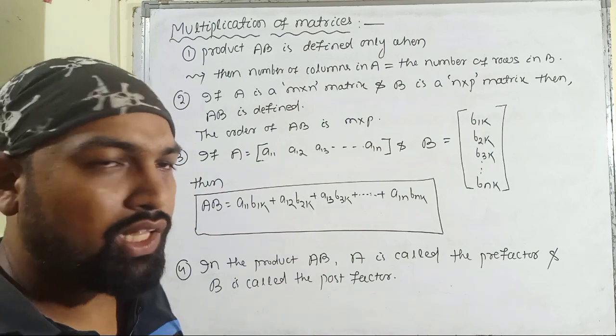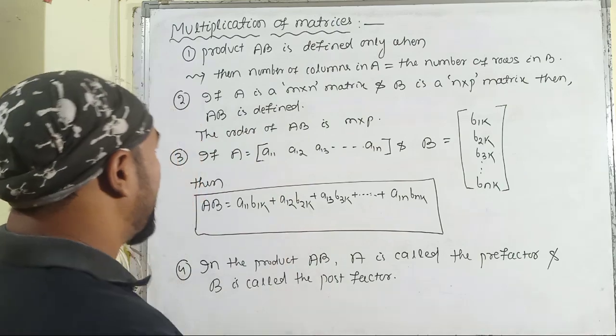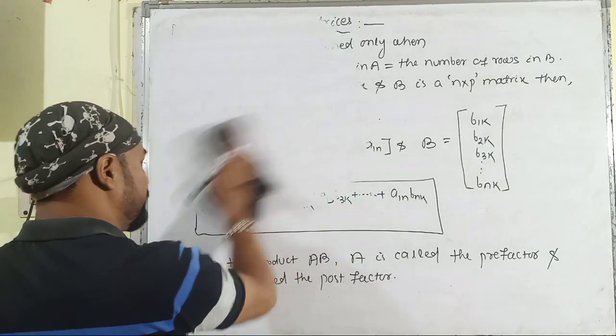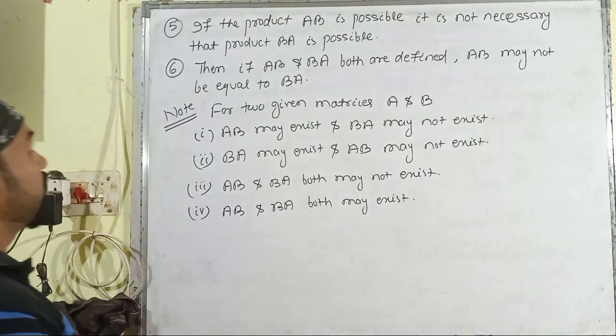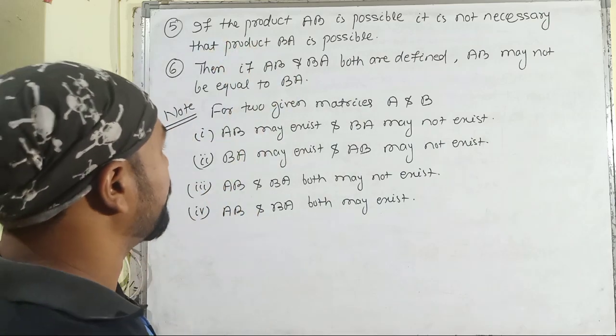Some of the rest of the fundamentals are based upon this matrix multiplication. Let us write them down and just note them. Then let us discuss the rest of the properties here. If the product AB is possible, it is not necessary that the product BA is possible.